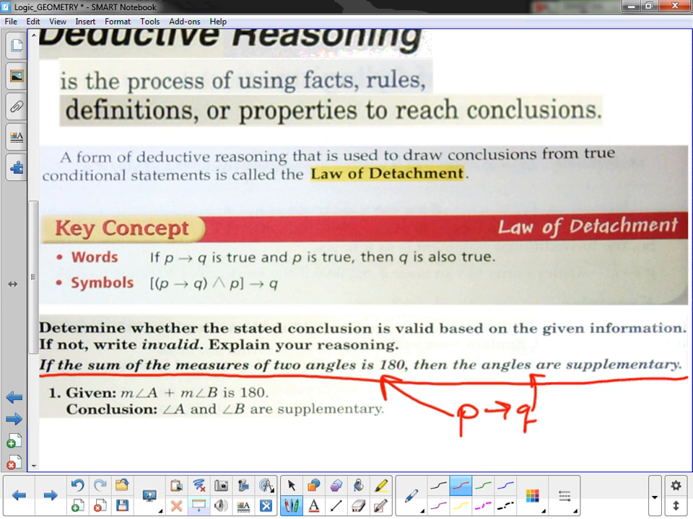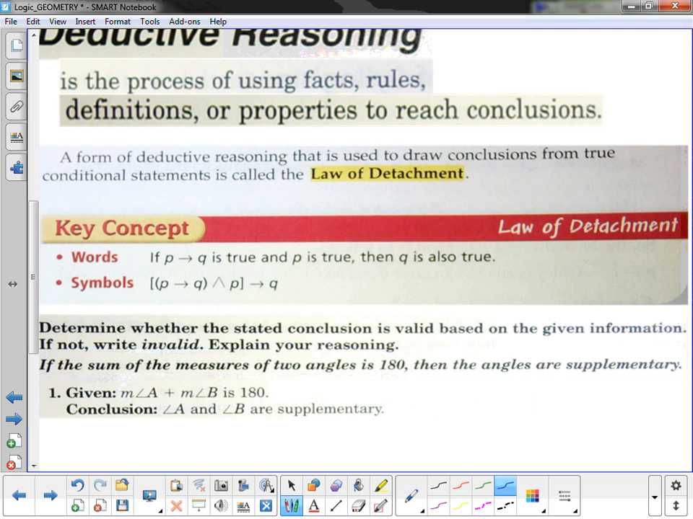So now we're given that the measure of angle A plus the measure of angle B equals 180. We are given two angles whose sum adds up to 180. We have that first spot. So then it says, hey, that means your conclusion to this is that angle A and angle B are supplementary. This is a valid conclusion. And the reason for it is the law of detachment.